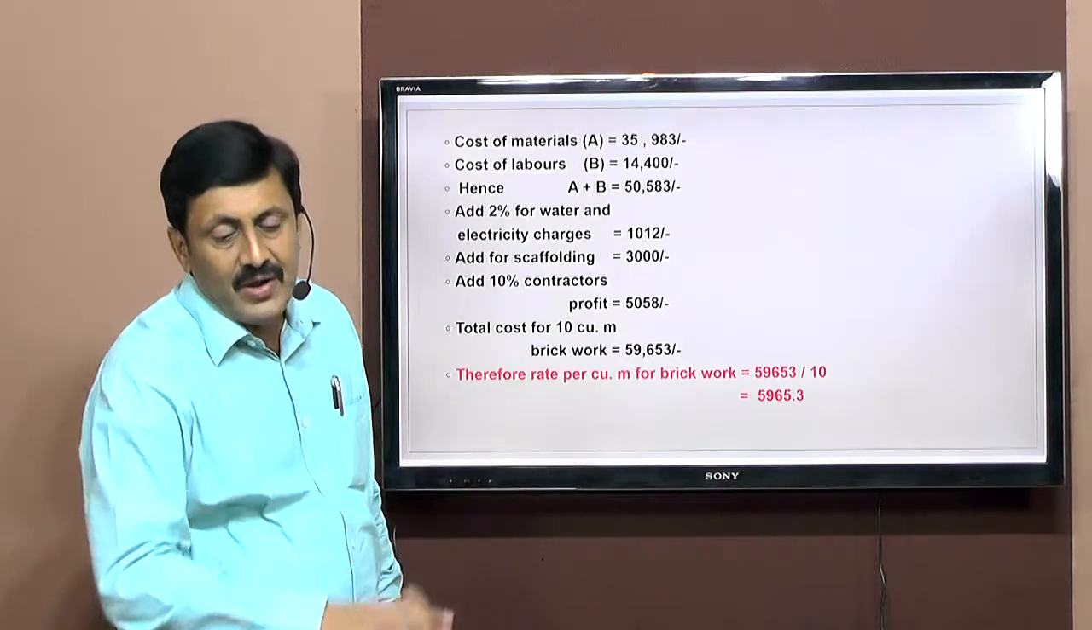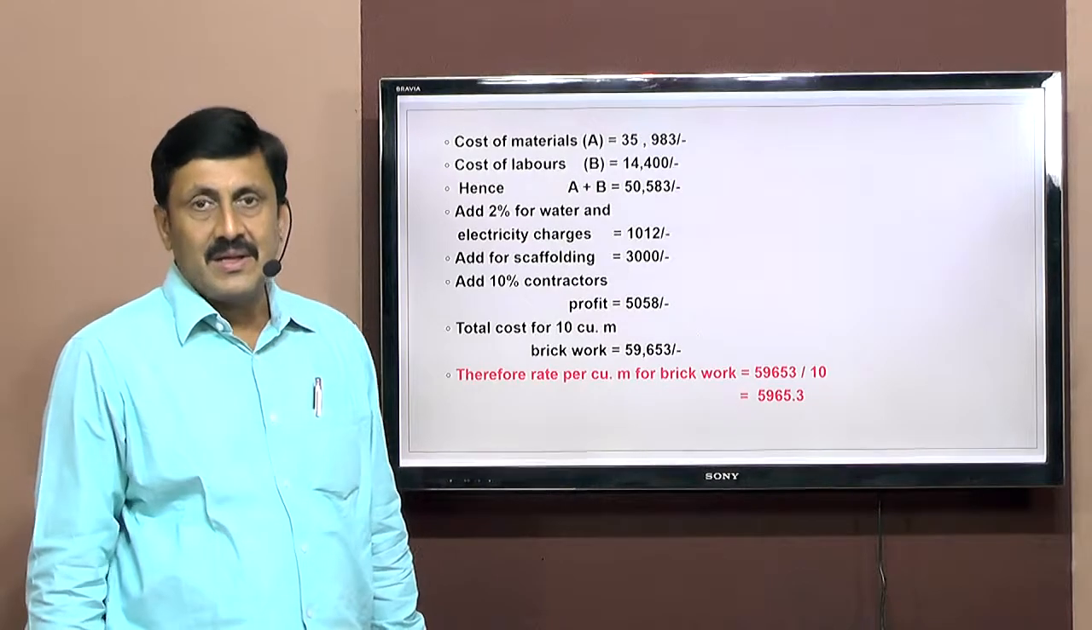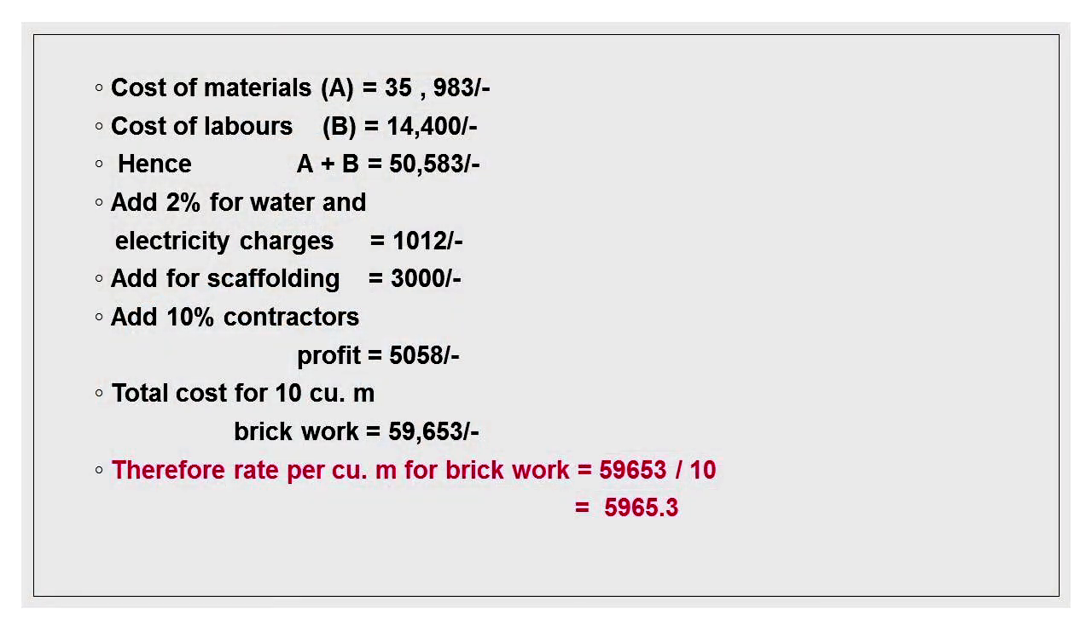So already A we have calculated, B. So we will find out now what is A plus B. That is, the cost of materials plus cost of labors. So A is 35,983, B is 14,600. So A plus B is equal to 50,583. So cost of materials plus cost of labors already we have now with us, that is 50,583.